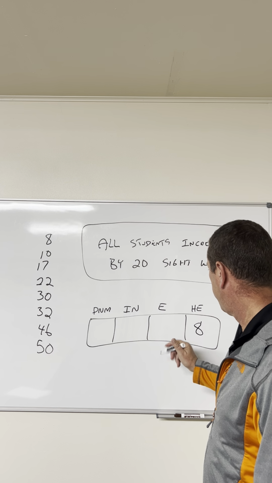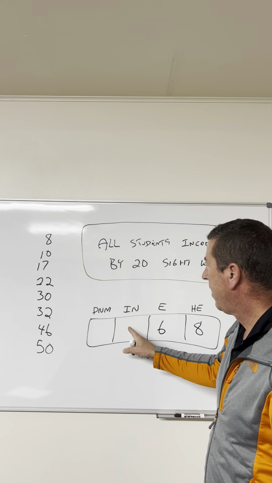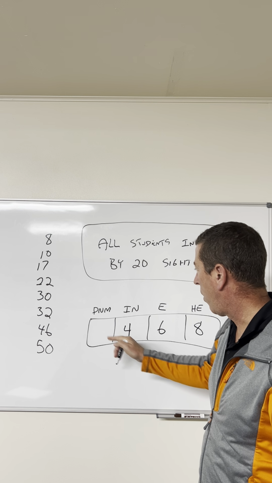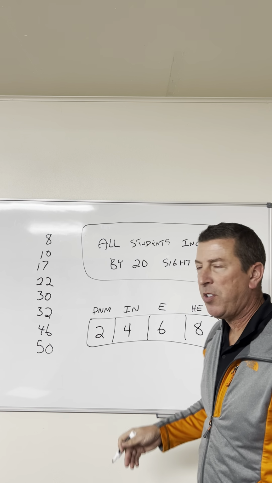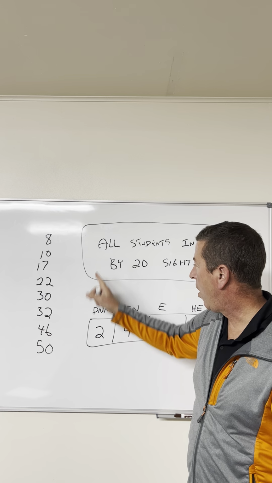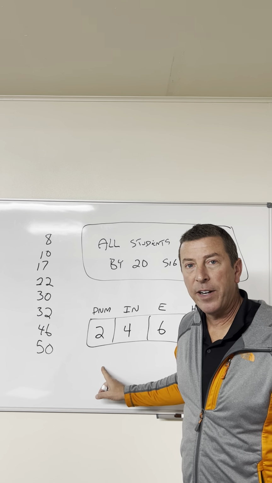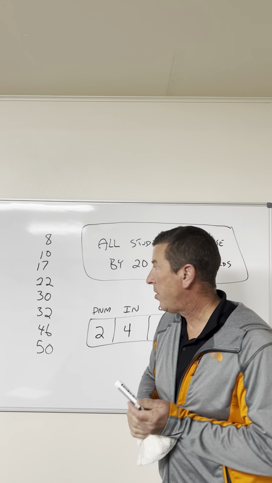How about effective? I don't know, maybe 6. Maybe needs improvement, maybe 4. How about does not meet? Maybe 2 students. You start with all, and then you break it down into these 4 categories. Here's another way you could do this.